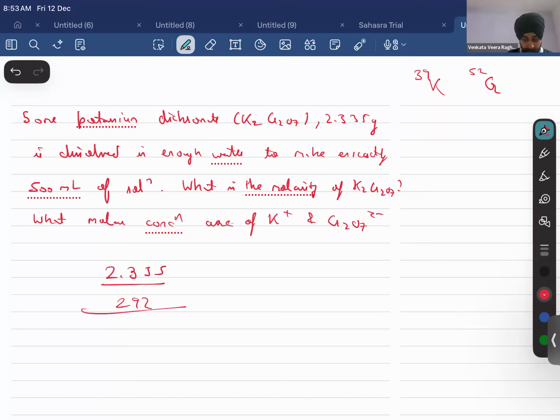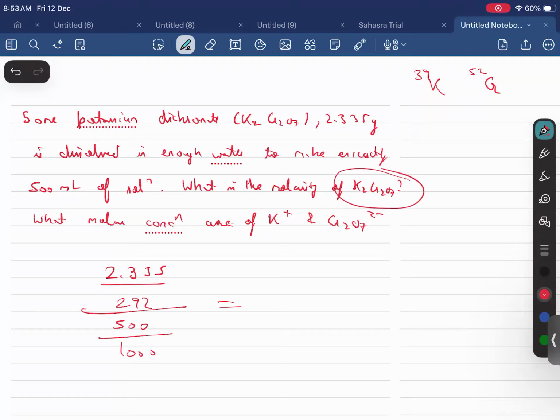You divided by the volume also, 500, but in decimeter cubes or liters you have to put, so divided by 1000 as well. This is the final answer which you'll be getting for K2Cr2O7. Do you agree? Yes, sir. Then its concentration is 2 into 10 to the power minus 2 molar. Okay, it's fine.